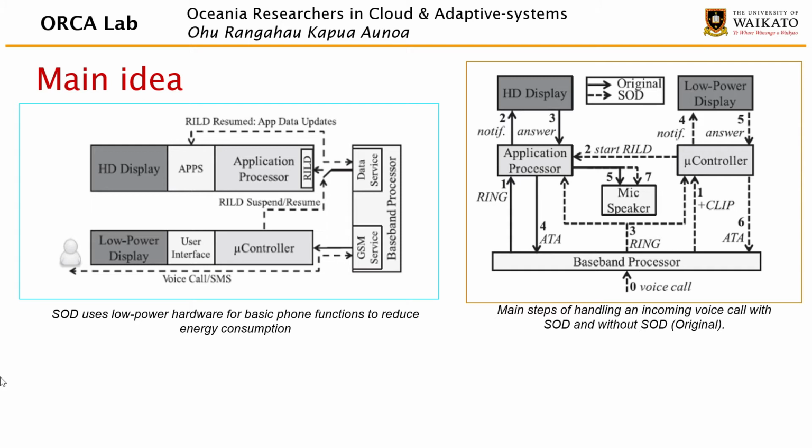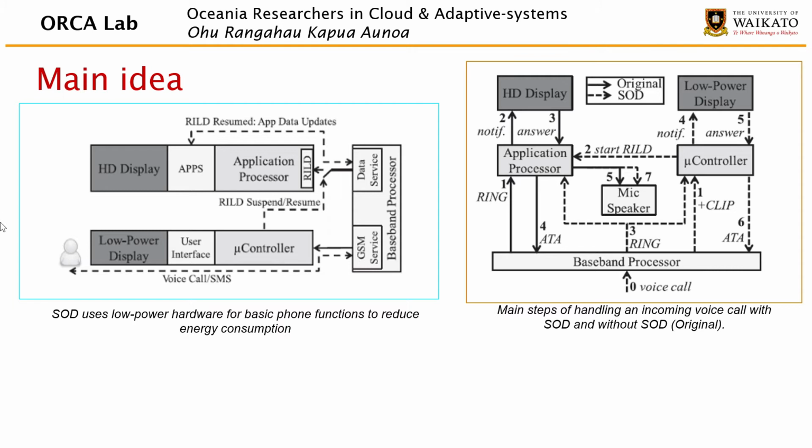This figure shows the high-level architecture of SOD, which adds a low-power microcontroller and a secondary low-power display to standard smartphone hardware. When the energy-saving mode is turned on by the user, SOD shifts the duties of RILD from the application processor to the low-power microcontroller, which then handles the communication directly with both the baseband and the application processor, and controls the low-power display through the user interface for a new voice call or SMS notification. As a result, a separate user-baseband path is established so that the application processor and the HD display can be bypassed for this basic phone function and dynamically woken up only for smart apps, that is Skype, Facebook, email, chat, in an on-demand manner.